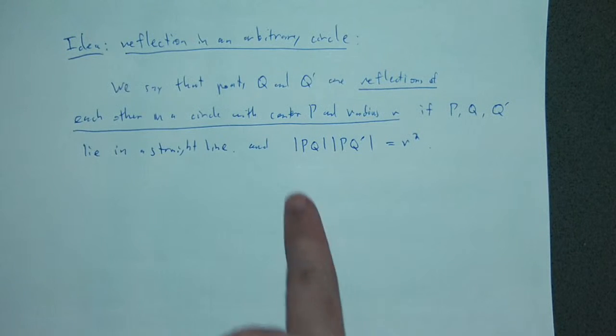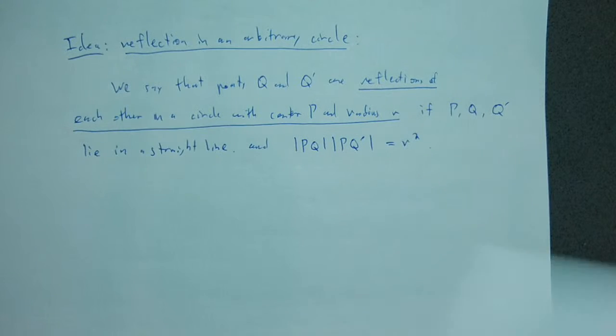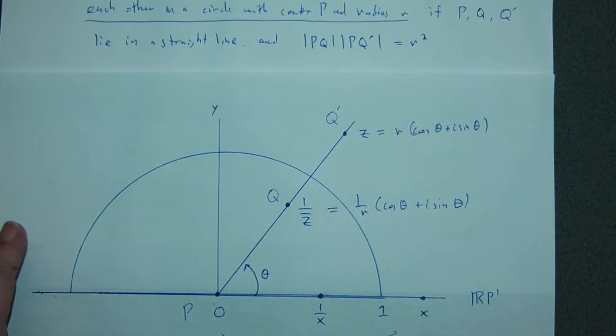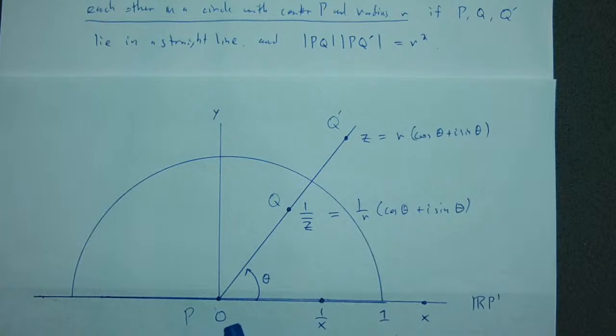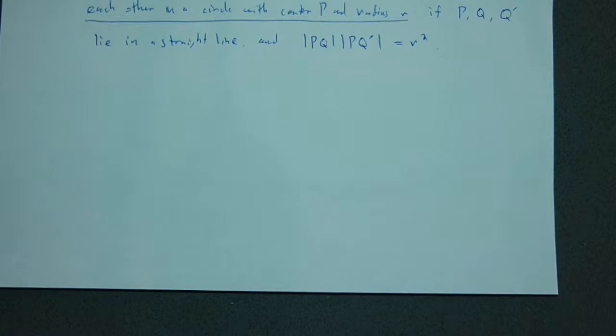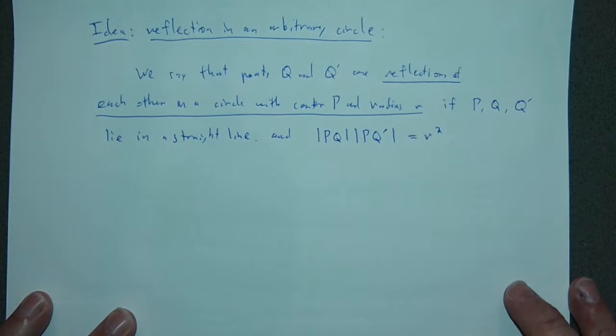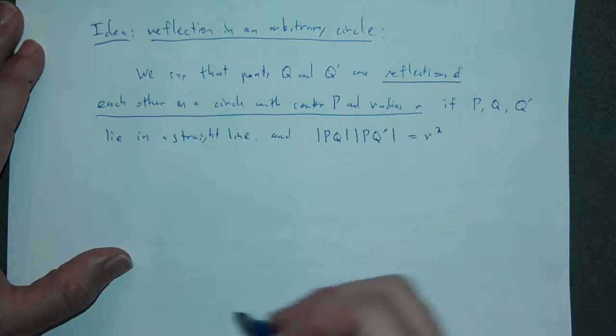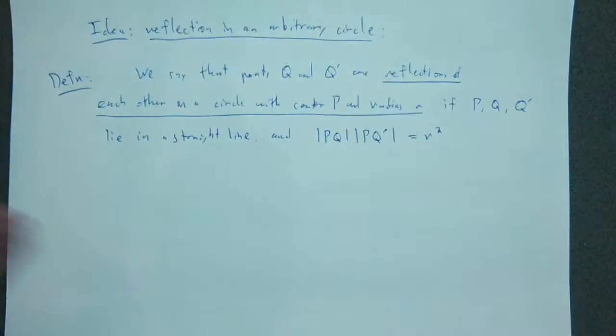Now, looking at this at first sight, this might seem a little strange, but if we go back to this picture, what is going to be the analog here? Well, the analog here would be length of PQ. P is O, the origin. So this would actually be length of Z times length of 1 over Z bar, in this case, is equal to 1. That would be the thing that's being stated here. And you can go back and check that that's actually the case. And so this is my definition of reflection in an arbitrary circle.